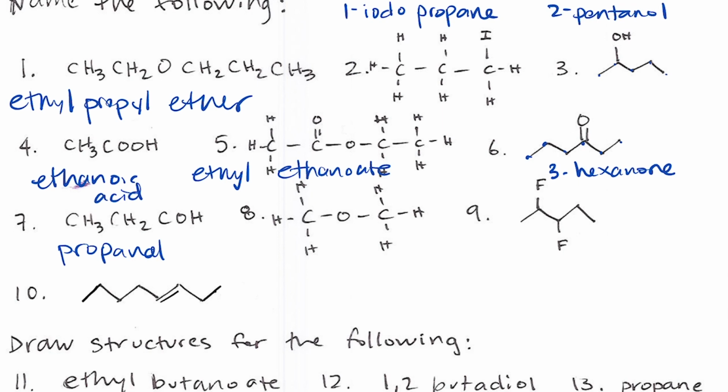Next, we've got an ether that has the same on both sides, and so we can call it dimethyl, because each one is 1 carbon, ether.